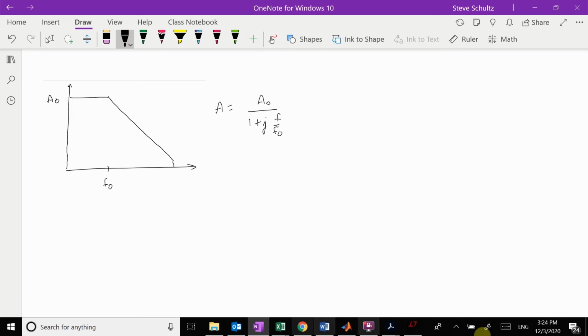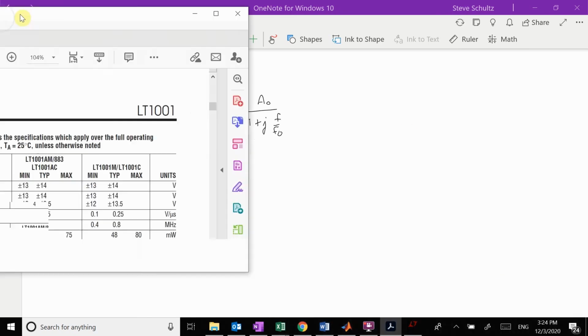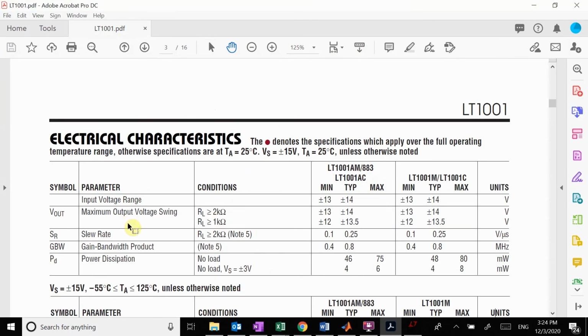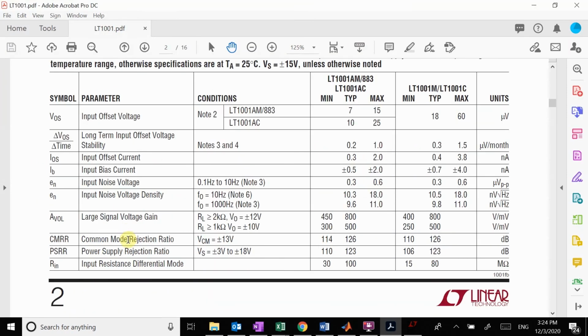Okay, so let's go and look up our op amp. Let's look at the data sheet for our op amp. So we grab our data sheet, and let's grab some of these values. First of all, right here, large signal gain, this is our open loop gain. We're just going to use the typical value, which is 800 volts per millivolt.